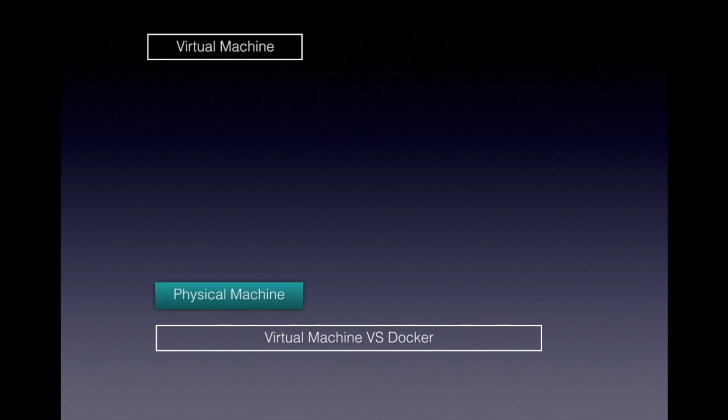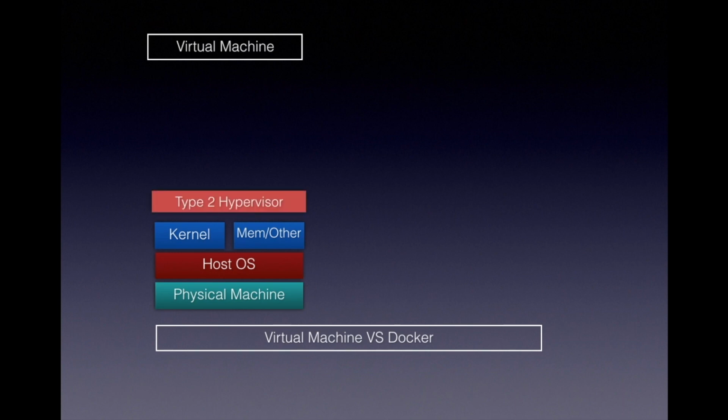Over here you can see the physical machine. On top of that, the host operating system is sitting, and it has its own kernel, memory management and other dependencies. On top of that we have the type 2 hypervisor. If the virtual machine is being used on a host operating system, the hypervisor is called a type 2 hypervisor. If the virtual machine is directly communicating to the physical machine, then it's called a type 1 hypervisor.